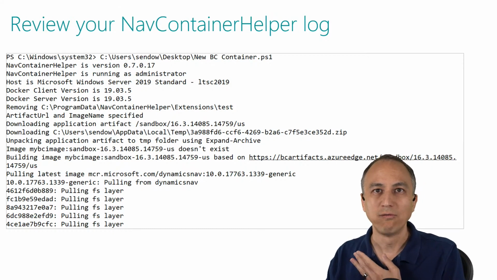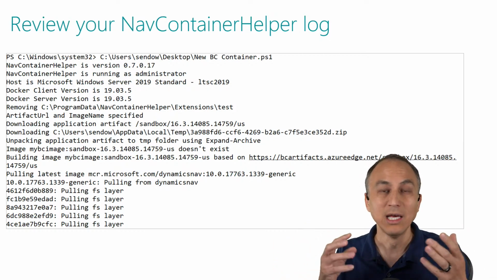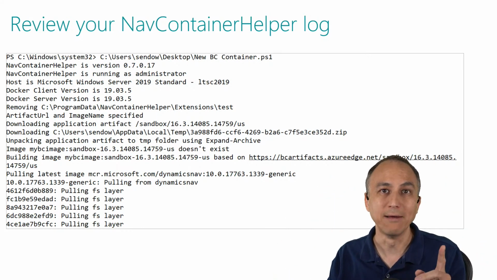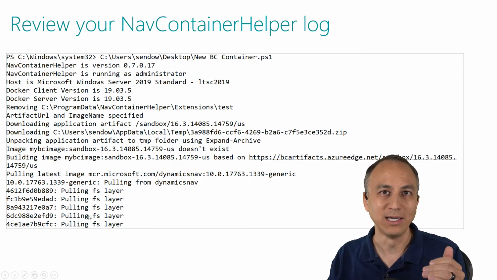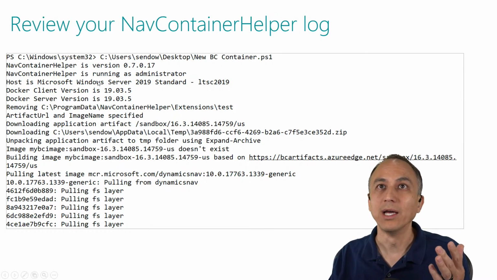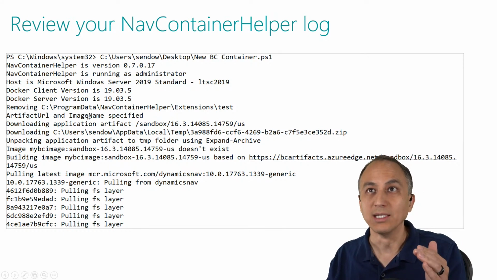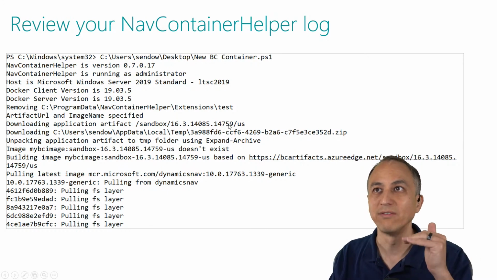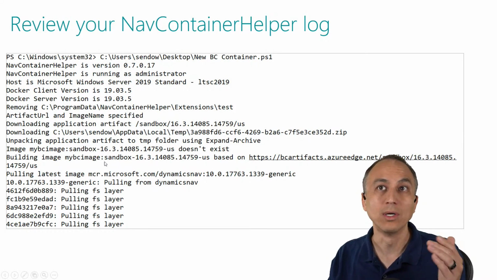So I have said, oh, great, my container got created. I'm happy. I ignored the log because it looked like the Matrix scrolling by and I didn't know what I was looking at. But if you ignore things like pulling FS layer, where you have dozens and dozens of lines repeating, just look at some of this information. Okay, here's my host Windows server, great, Docker version, and it's cleaning things up. And what's going on here? Application artifact 14759, and the image does not exist, so I'm going to build it.